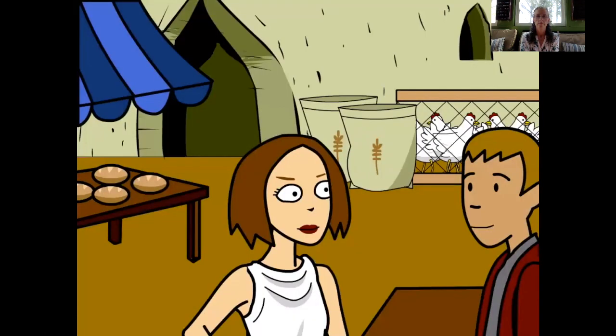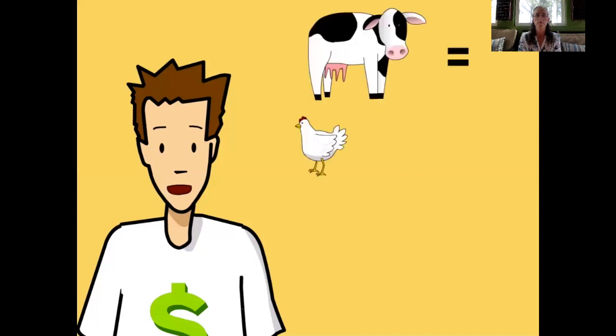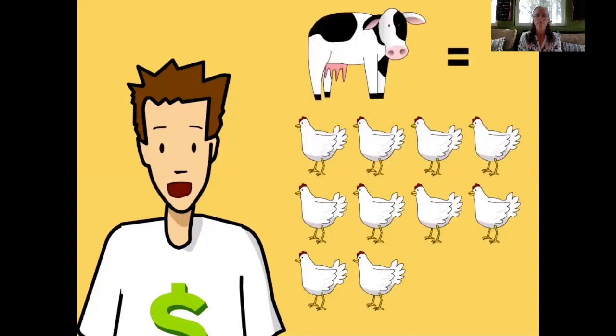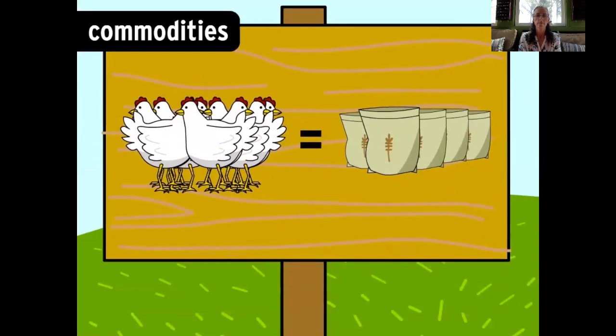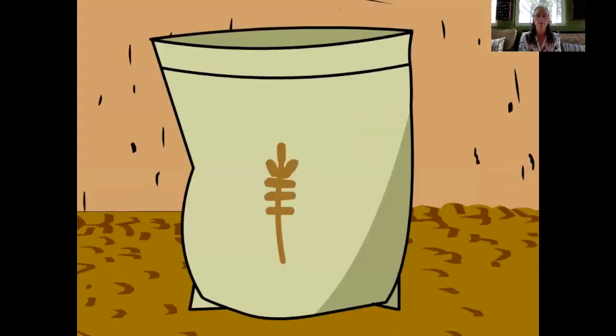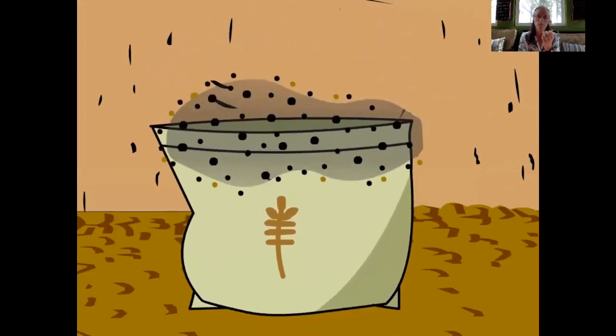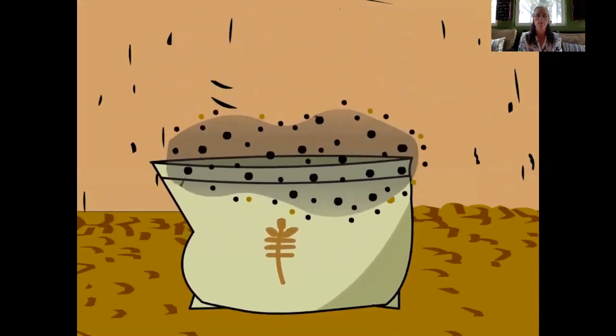Markets let people trade on a larger scale. But deciding, say, exactly how many chickens equals a cow is a problem. And if your cow is worth 10 chickens, but you only need 5, then you're stuck. Traders started using commodities like bags of barley as payment. But grain spoils, and bugs like to eat it. Traders needed some sort of token that would last.